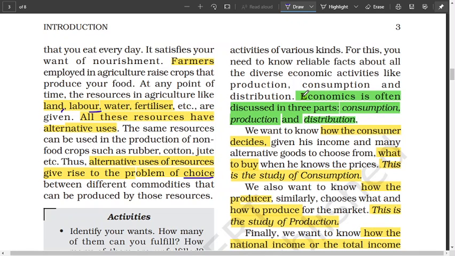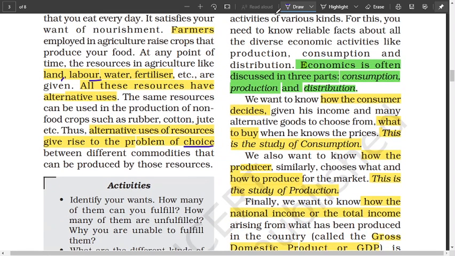As we go forward, we'll talk about economics from the microeconomics point of view, where we have to talk about consumption, production, and distribution in an economy. Consumption, you understand, is similar to consumer. We are all consumers. We buy things to satisfy our needs. Consumption is a concept of how the consumer decides, given his income, which he got from his work, what to buy.